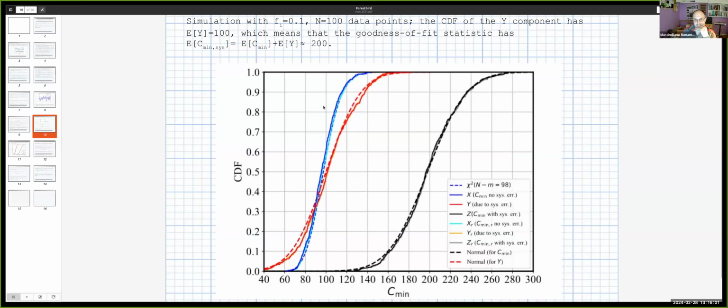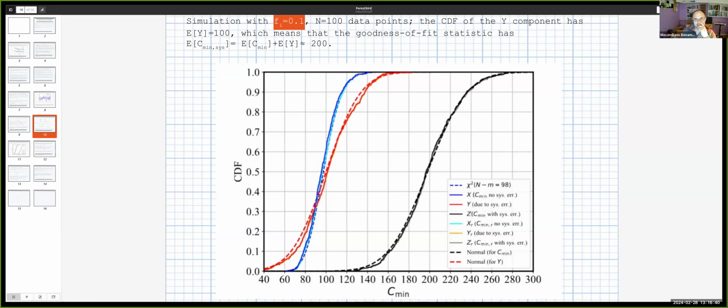So, for example, this is a case of a simulation for 100 data points, n is 100, and there is a 10% systematic error. In the large count limit, the expectation of X itself, which is the standard C minimum statistic, is in blue, and you can tell it's approximately 100, which is because we are in the regime where the C statistic is distributed as a chi-square distribution.